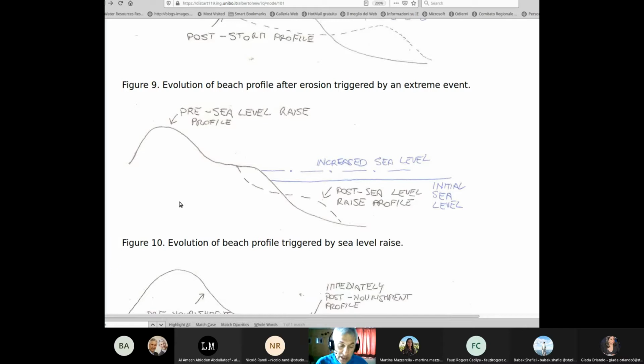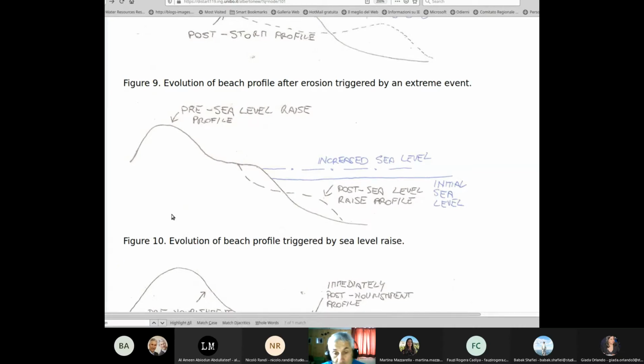If the sea level is increased and then remains stable for a long time, you reach a new situation, which is given by the dashed line that you see in the figure, and which means that part of the berm is eroded. The berm is a little bit shifted landward, which means that the dune will also be shifted a little bit landward, and part of the sand is transported in the offshore direction by forming a bar.